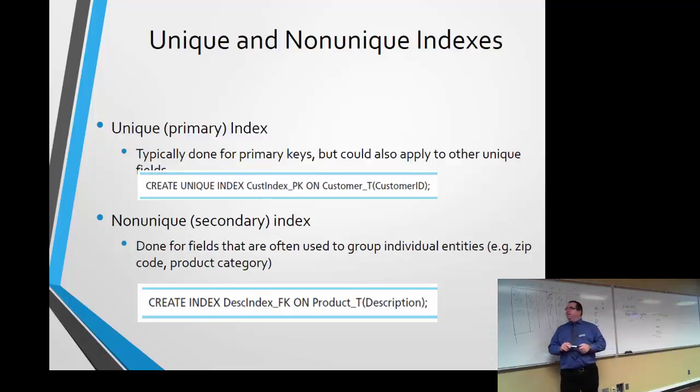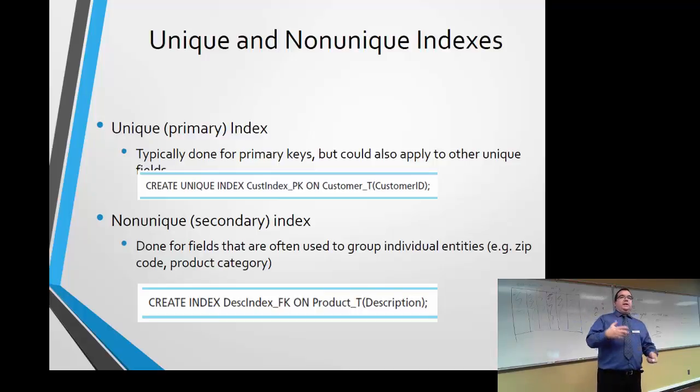So unique and non-unique indexes. A unique index ensures that you can't insert duplicate values. That's pretty much like what your primary key does. Sometimes on a user table, you'll want to create a unique index on their username or maybe on their email address so you can't enter duplicate values. It helps keep the data clean. It also makes the searches fast.